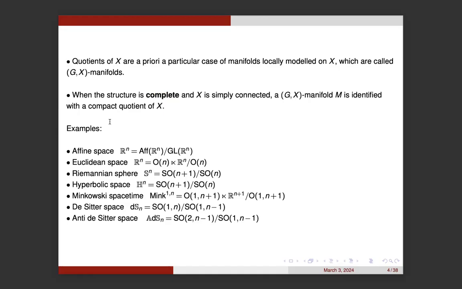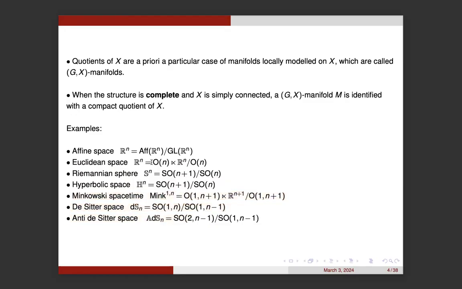Okay, so here are some examples of homogeneous spaces. We have the affine space, on which the affine group of R^n acts transitively by the usual action. And we have the complete models of Riemannian manifolds of constant curvature: the Euclidean space, the Riemannian sphere, the hyperbolic space, and the Lorentzian analogues. For Lorentzian analogues of constant curvature, we have Minkowski space-time, the de Sitter space, and the anti-de Sitter space. All these are homogeneous spaces.